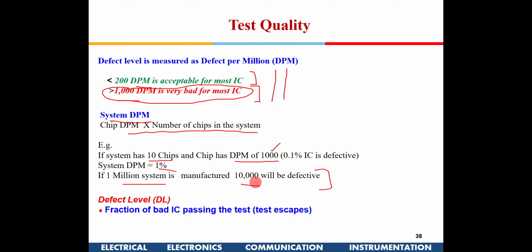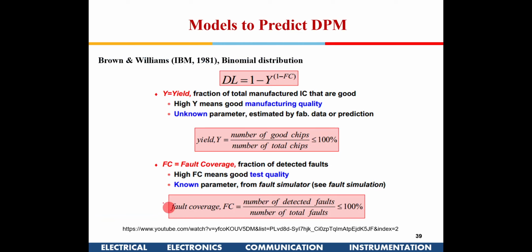Now we have something known as defect level. This is a figure of merit, which means the fraction of bad ICs passing the test, or tests which are escaping. So this we have to keep as minimum as possible. Your testing methodology should ideally have DL equal to 0. If it is not 0, then that means there is an issue. So can you calculate the DL? Can you predict what your DL would be?